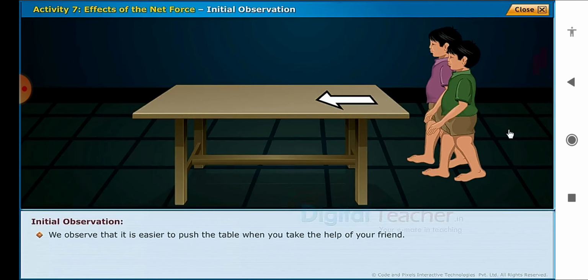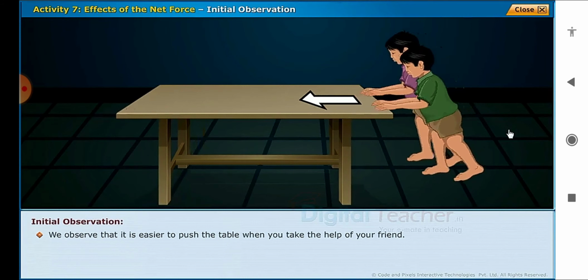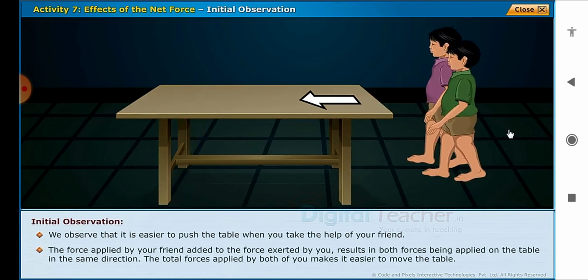We observe that it is easier to push the table when you take the help of your friend. The force applied by your friend added to the force exerted by you results in both forces being applied on the table in the same direction. The total forces applied by both of you makes it easier to move the table.